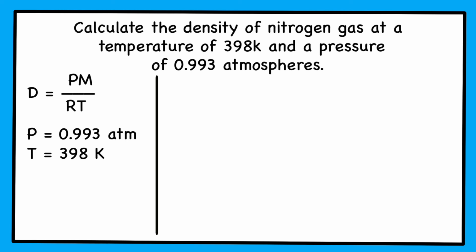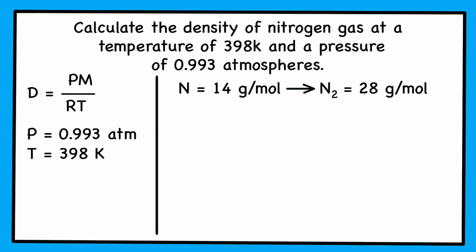Nitrogen's molar mass is 14 grams per mole, but it is diatomic and it is found as N2 when it is not bound to anything. That means we're going to have to double our molar mass. So our new molar mass is 28 grams per mole.